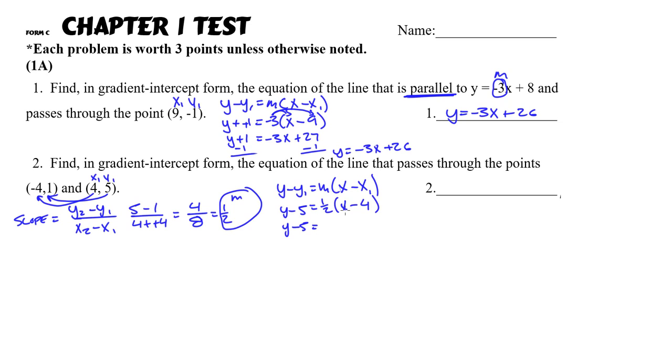y minus 5. Half of x is 1/2 x. Positive times a negative is a negative. Half of 4 is 2. Last step, add 5. y equals 1/2 x plus 3. Good? Making okay-ish sense? Okay, ask the questions if you have them. It's all good.